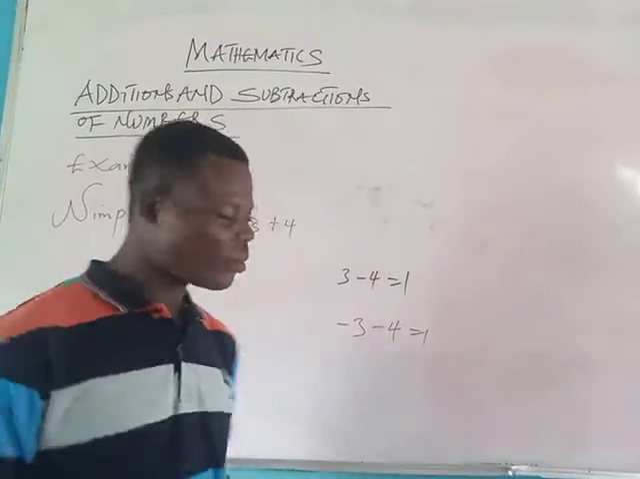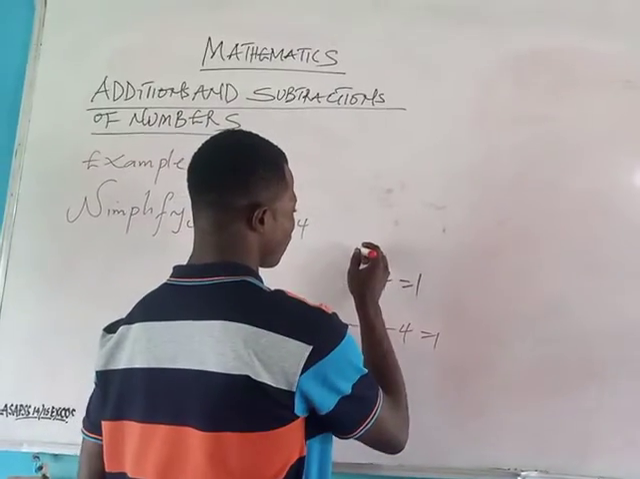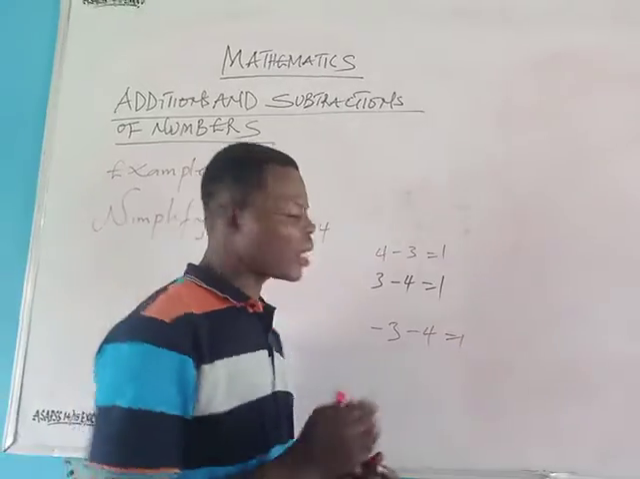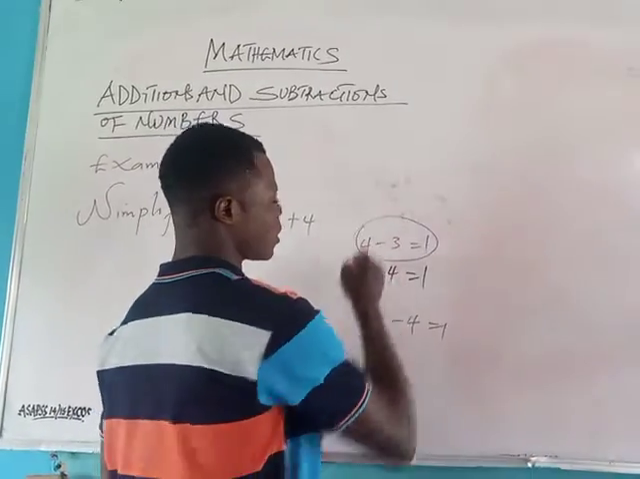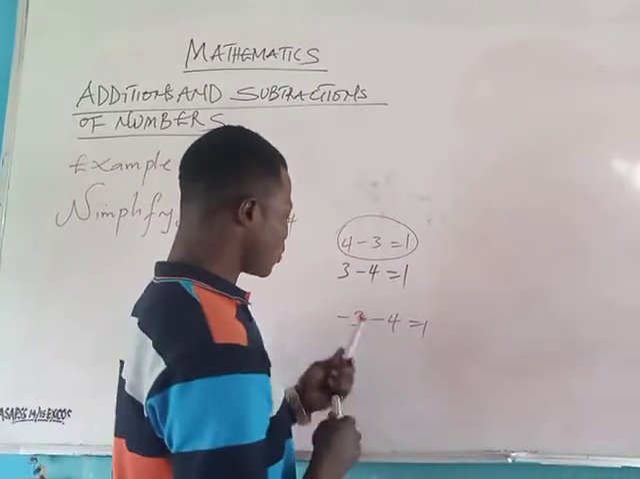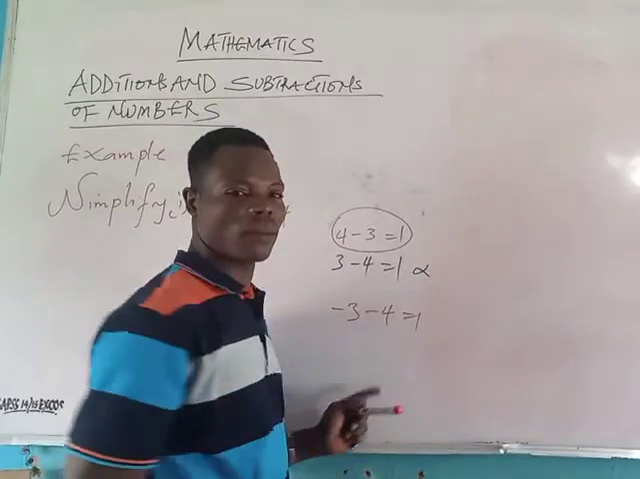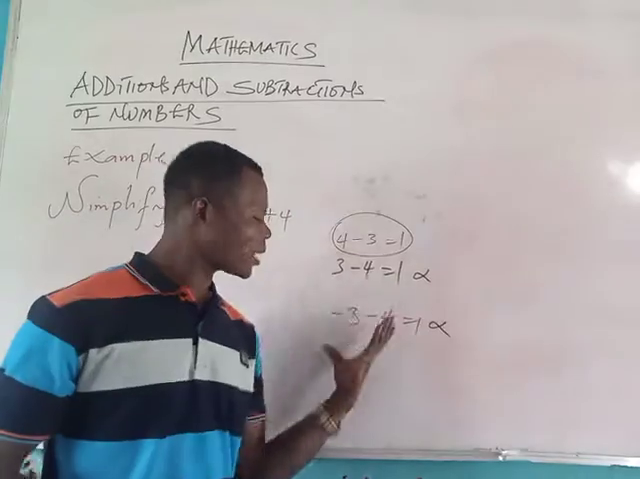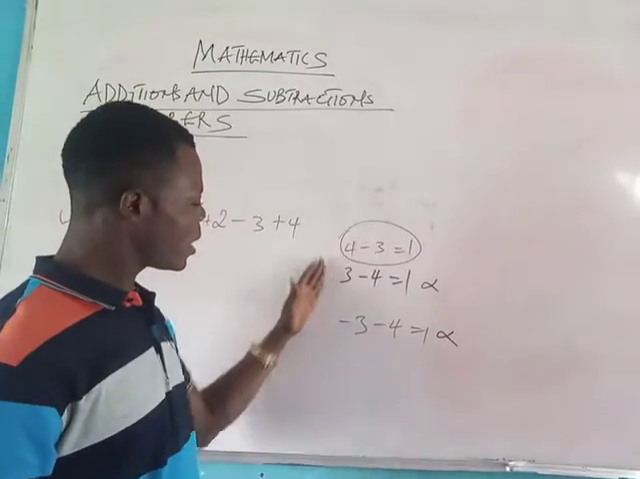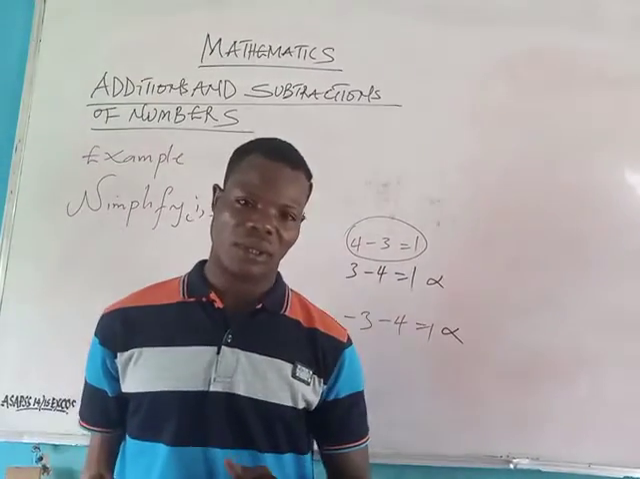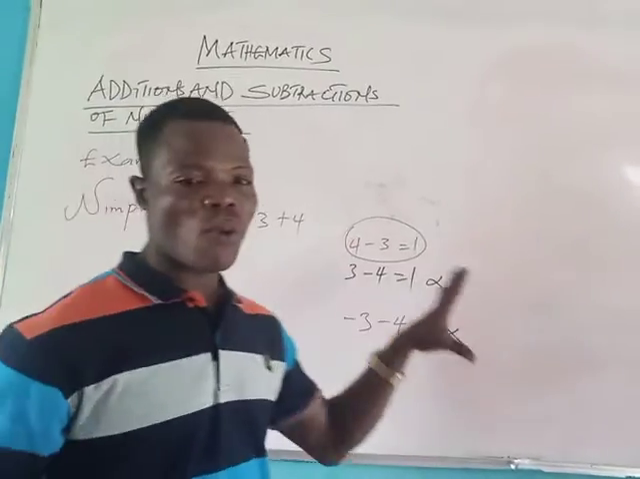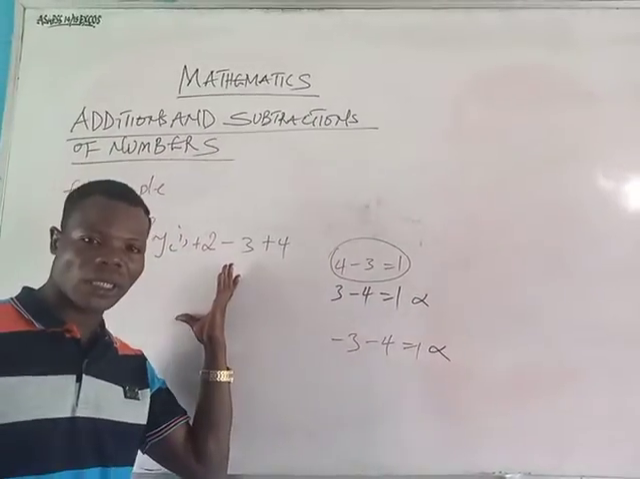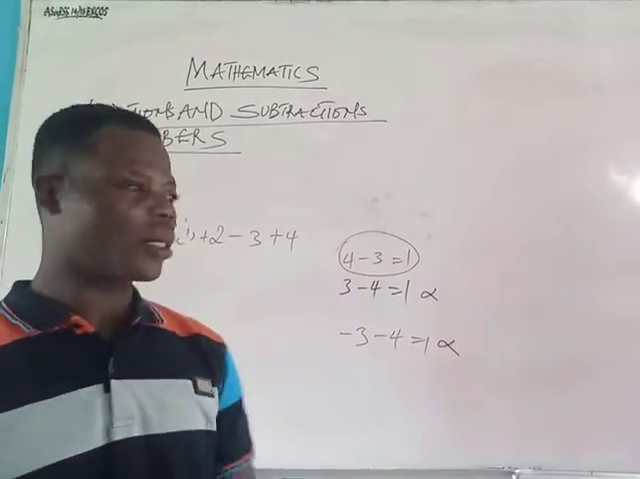They never knew the difference: 4 minus 3 is equal to 1. This one is correct, but this one is wrong. This one is also wrong. But if you look at the 3, they are synonymous. That is why we need to treat this topic for some students that are beginners.